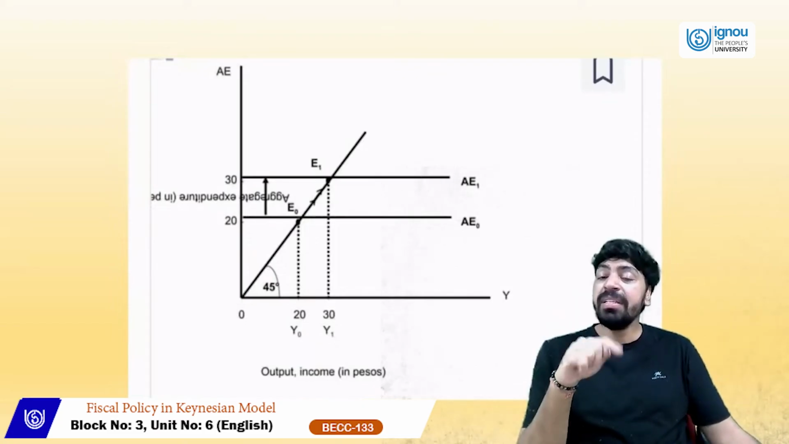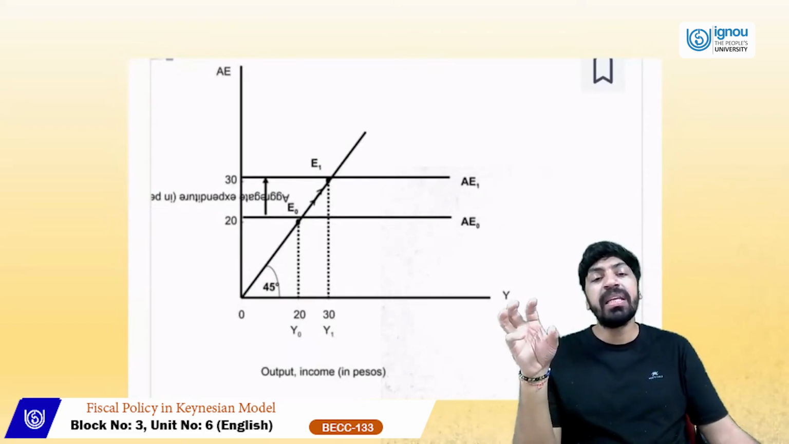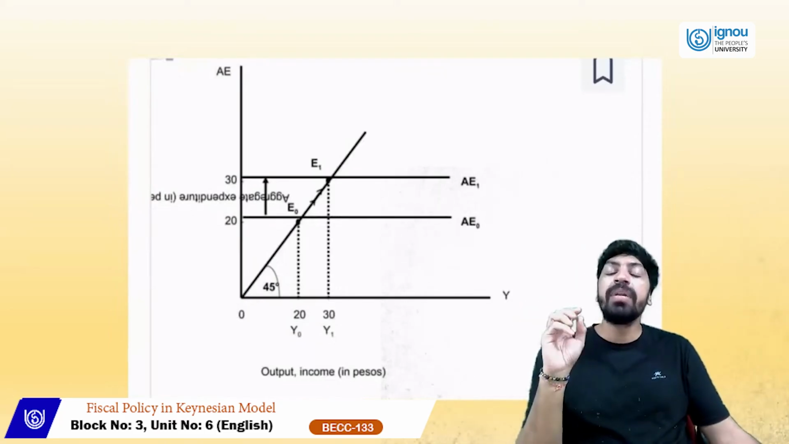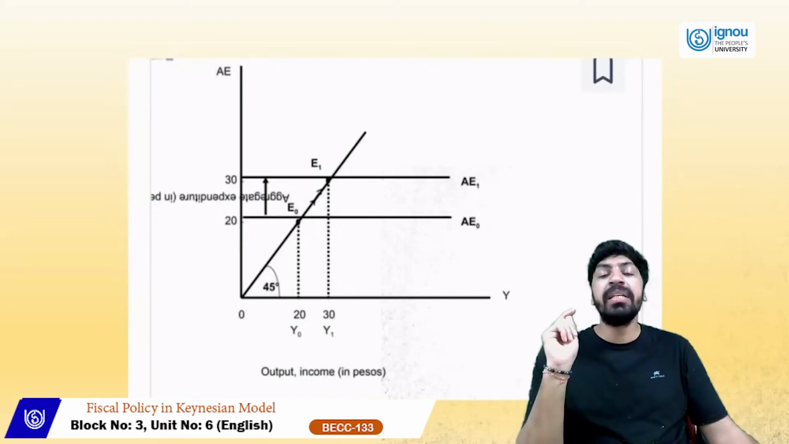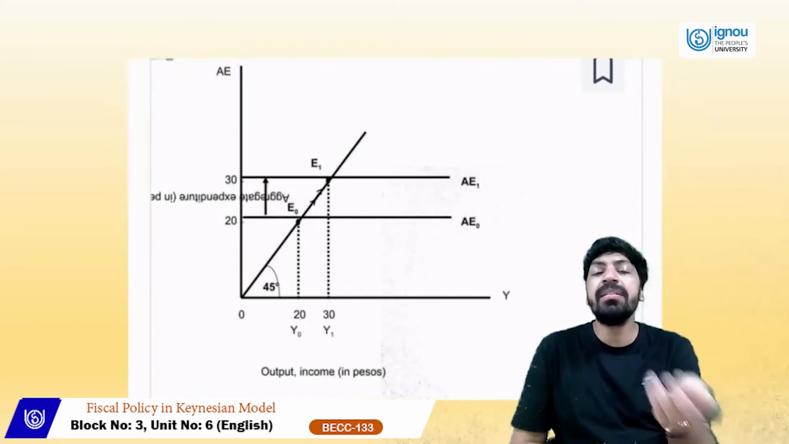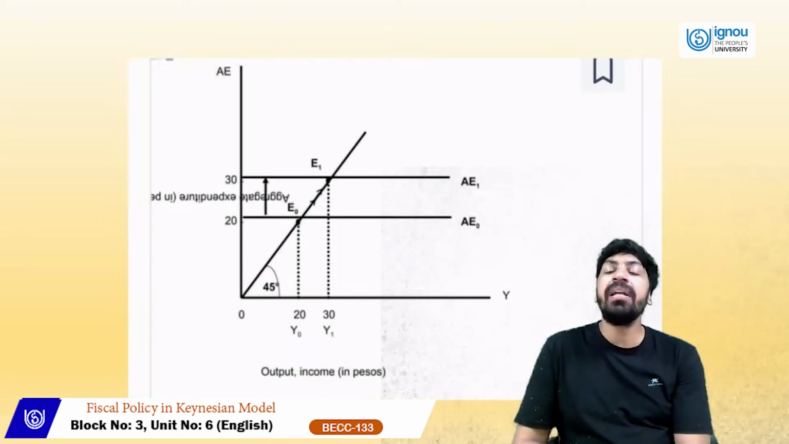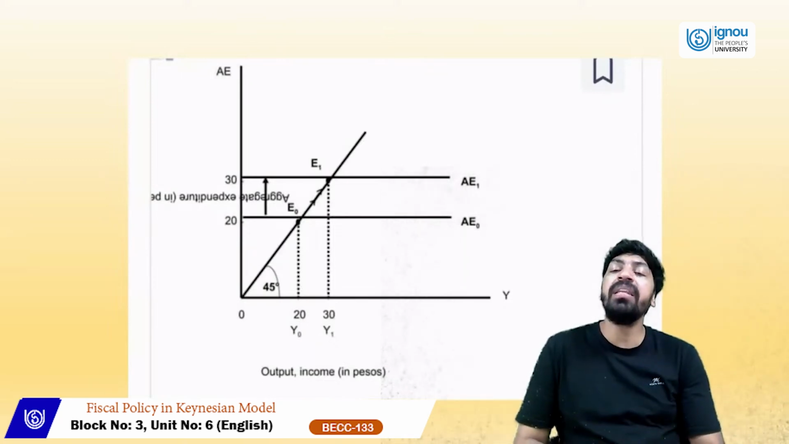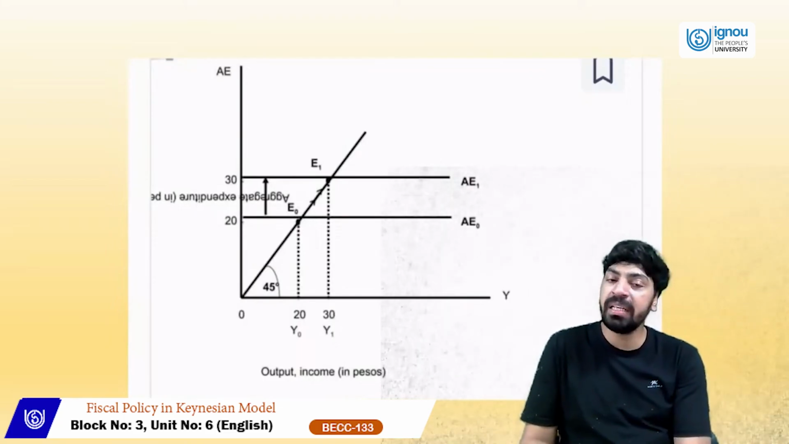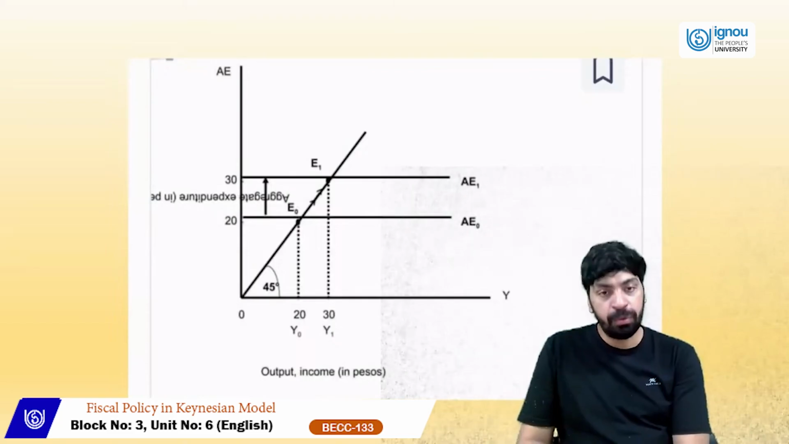if there is a change in aggregate expenditure, which is called a downfall, automatically the national output will also decrease. So there is another situation. This is a situation of an increase of aggregate expenditure, and I'm also explaining that when there is a decrease in aggregate expenditure, automatically there is a decrease in national output.